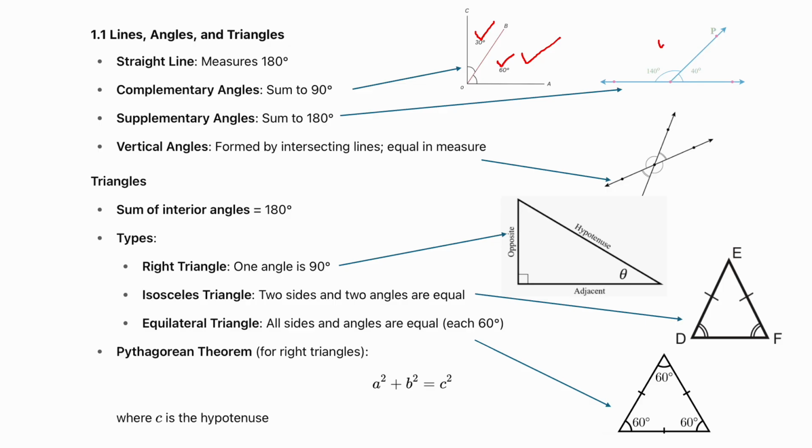Now let us look at the second figure, which again has two angles. One is 40 degrees, another is 140 degrees. If you add these two, they become 180. So they are called supplementary angles.